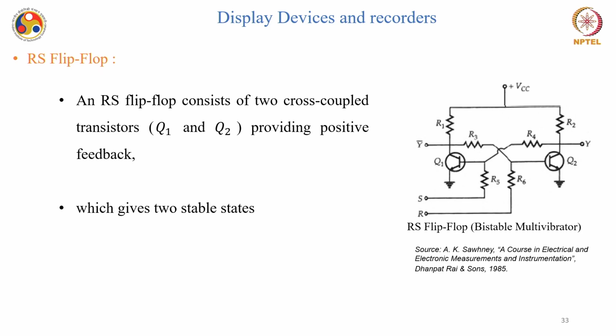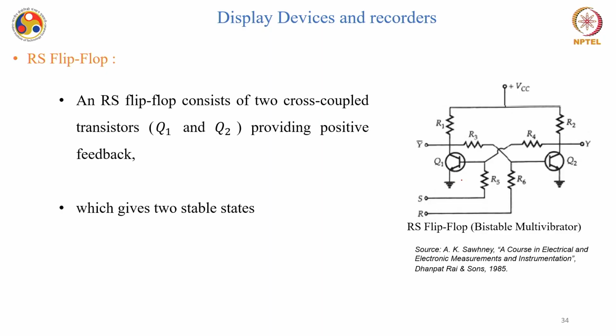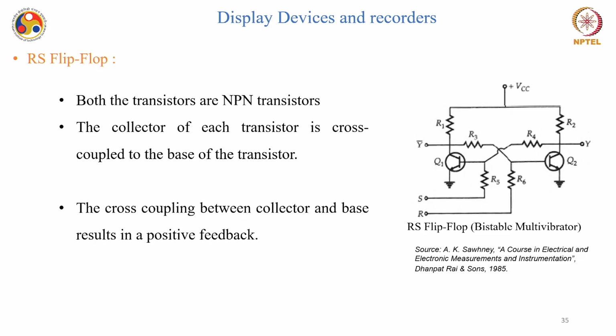Okay. An RS flip-flop consists of two cross-coupled transistors. This you can see, Q1 and Q2 are cross-coupled. This cross-coupling is providing a positive feedback, and this is giving it two stable states. We have earlier seen how a positive feedback can be used to generate oscillations, right? We have seen it in multiple places in this course. The same concept is used in the flip-flop, where the BJTs are cross-coupled in such a way that they are in positive feedback, and this will give you two stable states or a kind of oscillation.